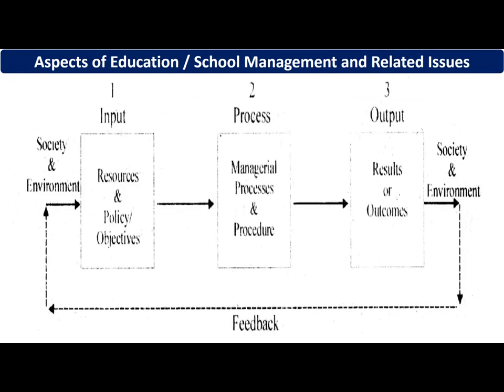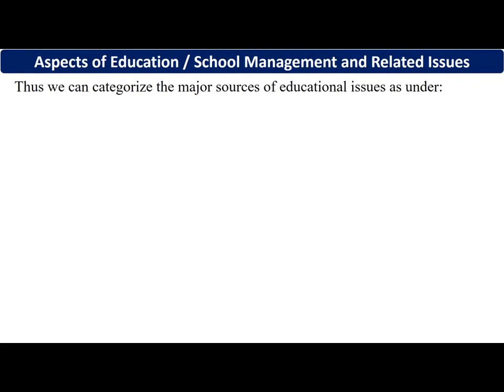Now what are the areas? First is input, second is process, and third is output. In input we have resources, policy or objectives. In process we have managerial processes and procedures. In output we get results or outcomes. And then we get some society and environment. And again, with the feedback we can come back to the first point, input. Again this process goes on to get good results or output. Thus we can categorize the major sources of educational issues.